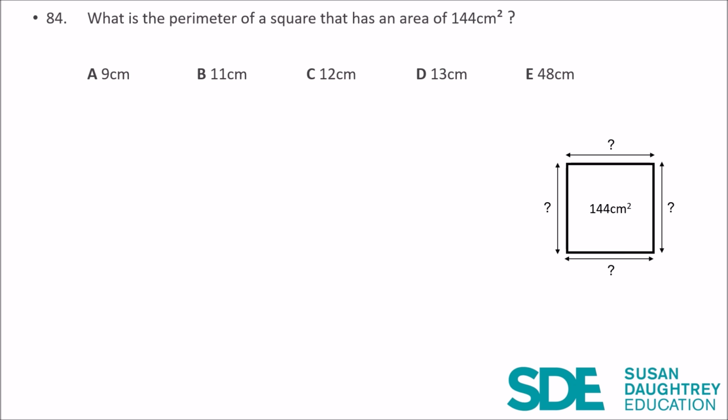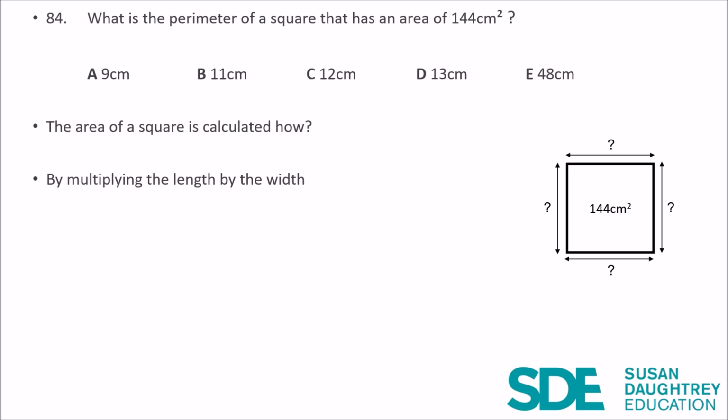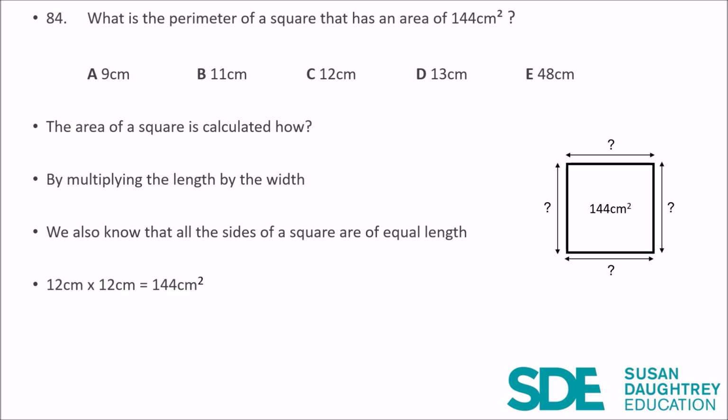What is the perimeter of a square that has an area of 144 centimetres square? Well, we need to know how to calculate the area of a square. We know that to calculate the area, we multiply the length by the width. We also know that the sides of a square, all of them, are of equal length. So now we're looking for one number multiplied by itself that will give us the area 144. And we can easily see that 12 times 12 would give us an area of 144.